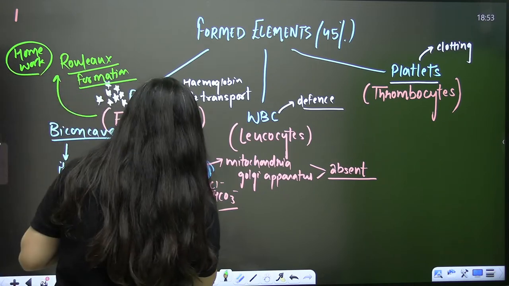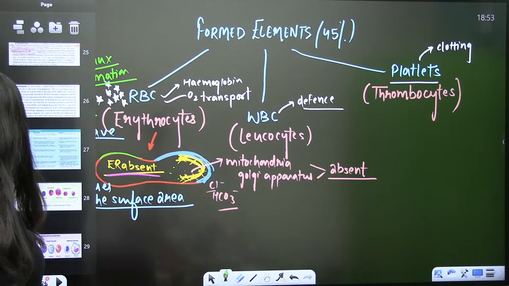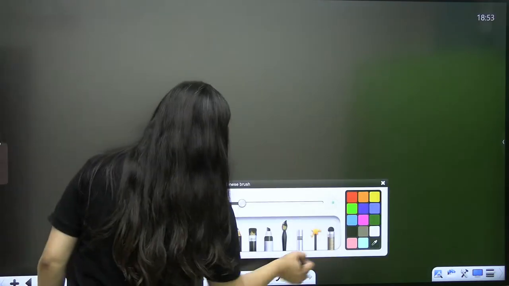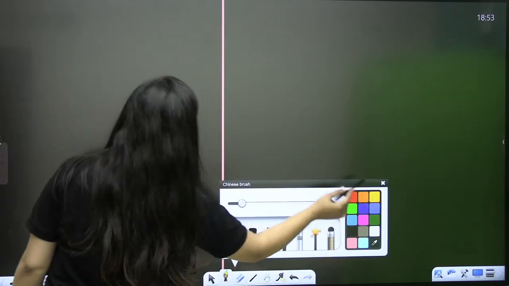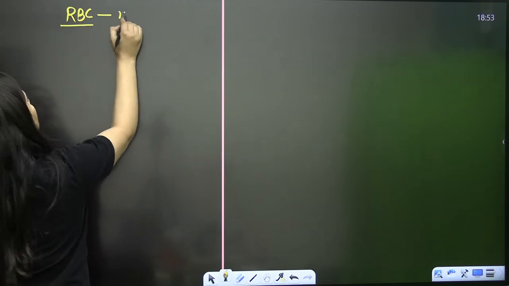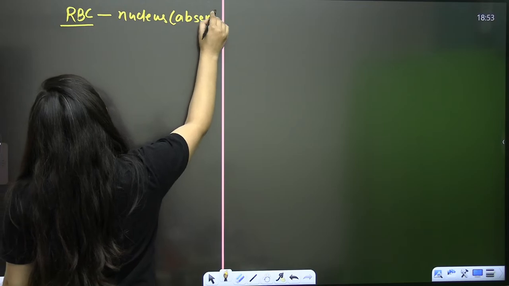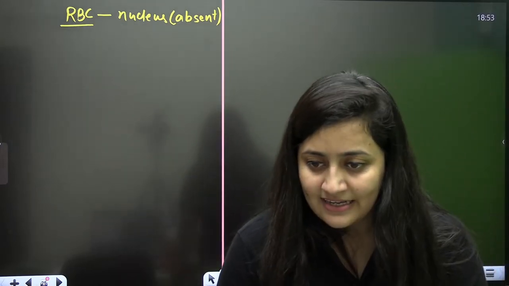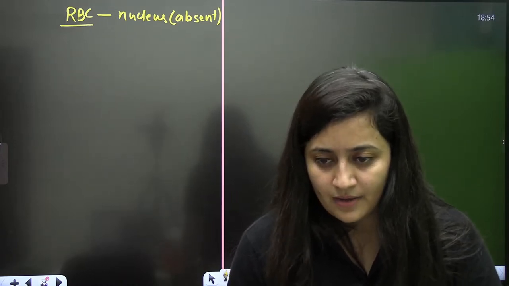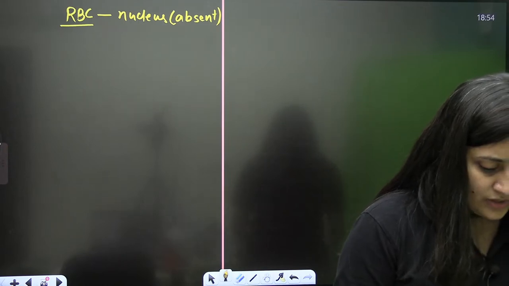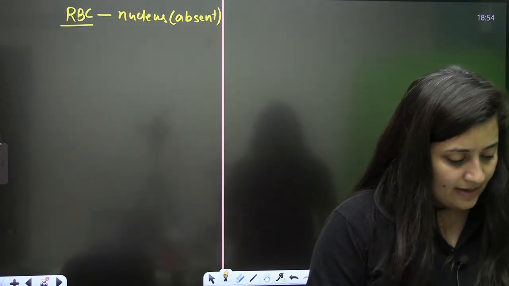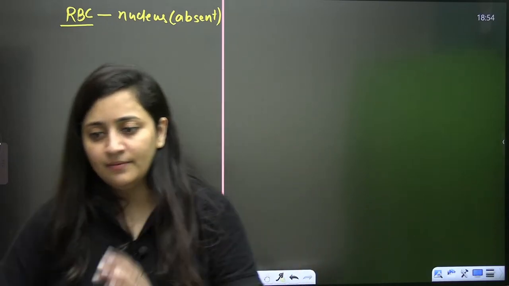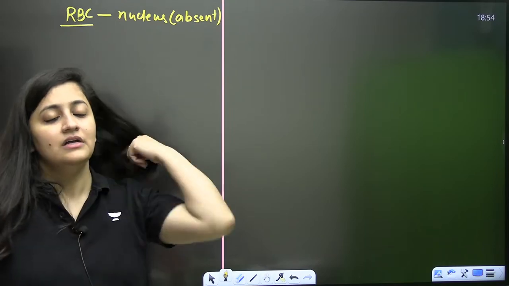Now I have one general question here. In the case of RBCs, I told you that the nucleus is absent when they attain maturity, and even the mitochondria is absent. That's what I just said. So can you tell me how these RBCs are going to get the energy then, if they do not have the mitochondria?